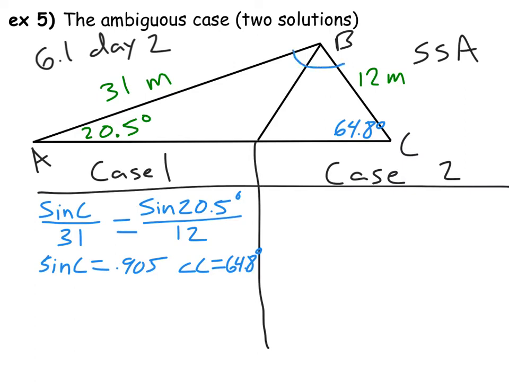From all this, I now know that one is 94.7. And all I have left to find over here is side length B, which I can easily do now, because I've got enough information to do it.